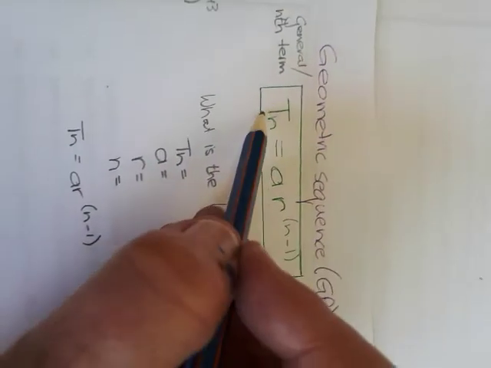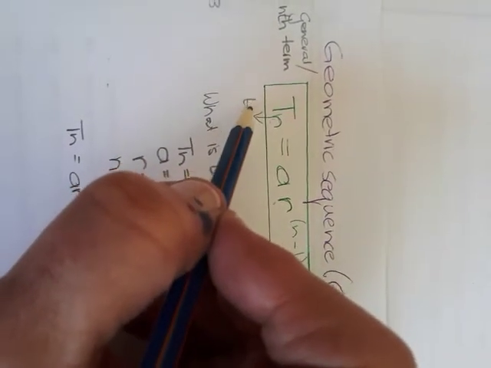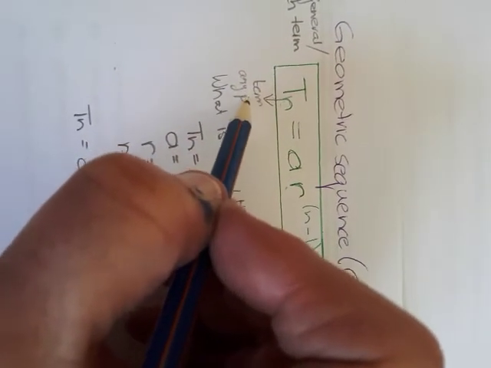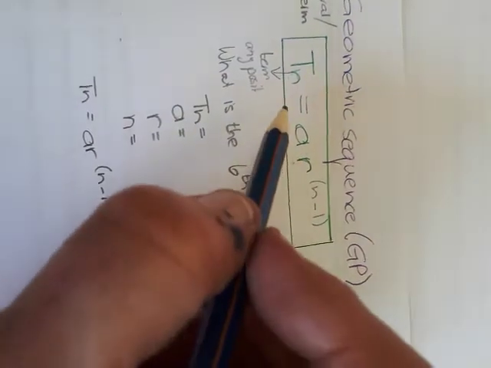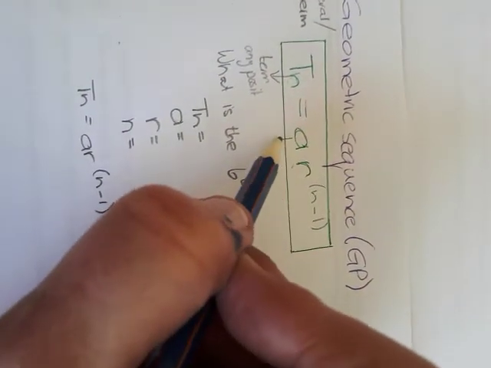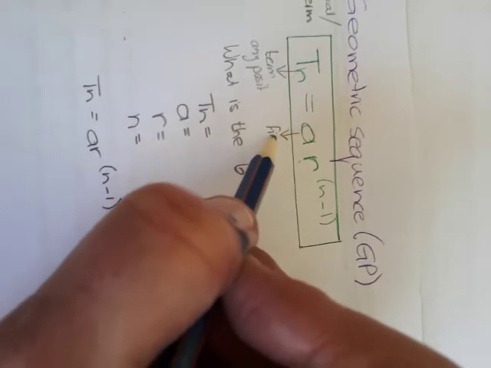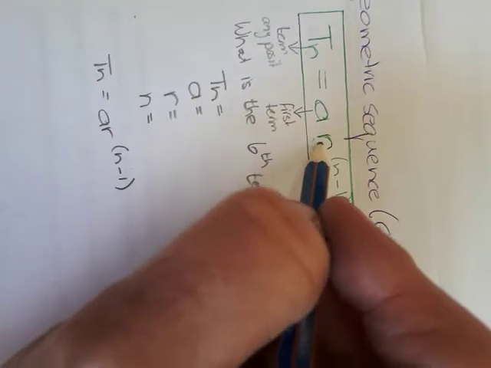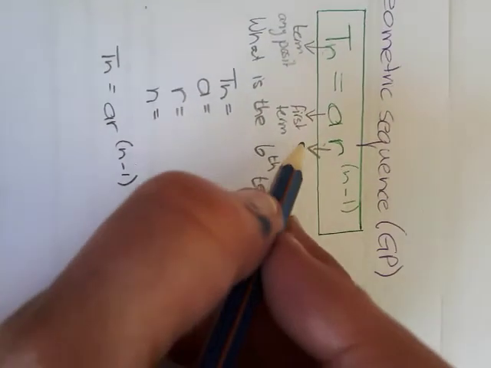So, as in arithmetic progressions, Tn gives you the term at any position. It could be 1, 2, 3, it could be 10, 20, 30. A, we already know, stands for the first term in the sequence. R, we have learned, is how we identify a geometric progression.